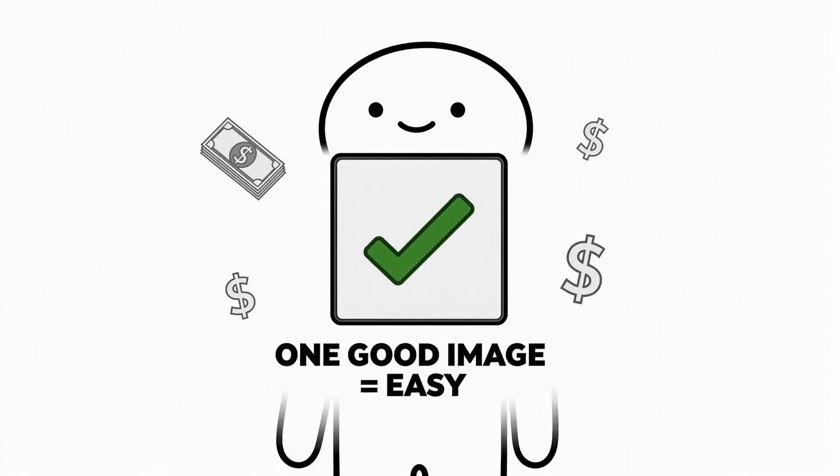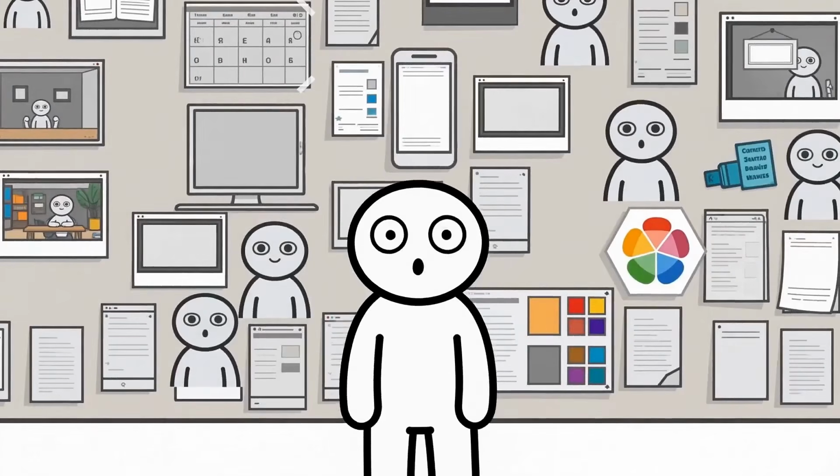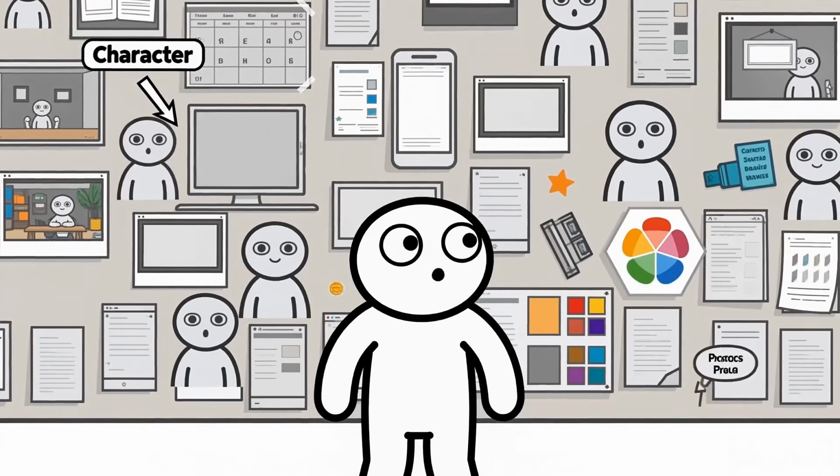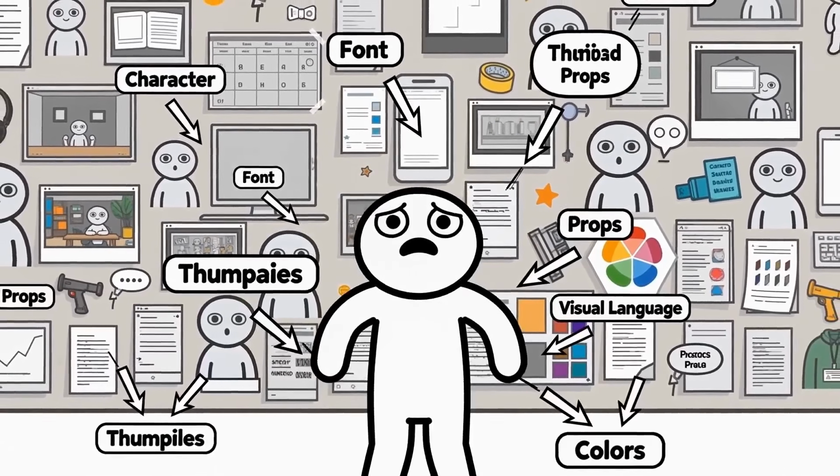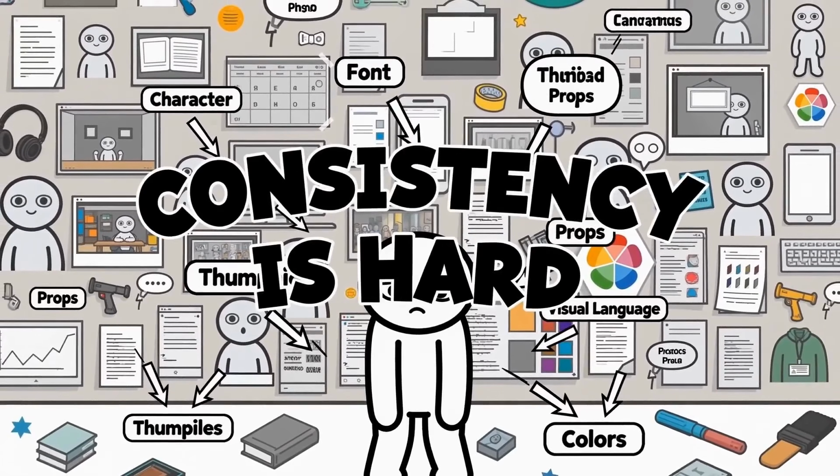Creating one good image is easy. Creating the same character, same font style, same thumbnail system, same props, same colors, and the same visual language across an entire YouTube channel is much harder.